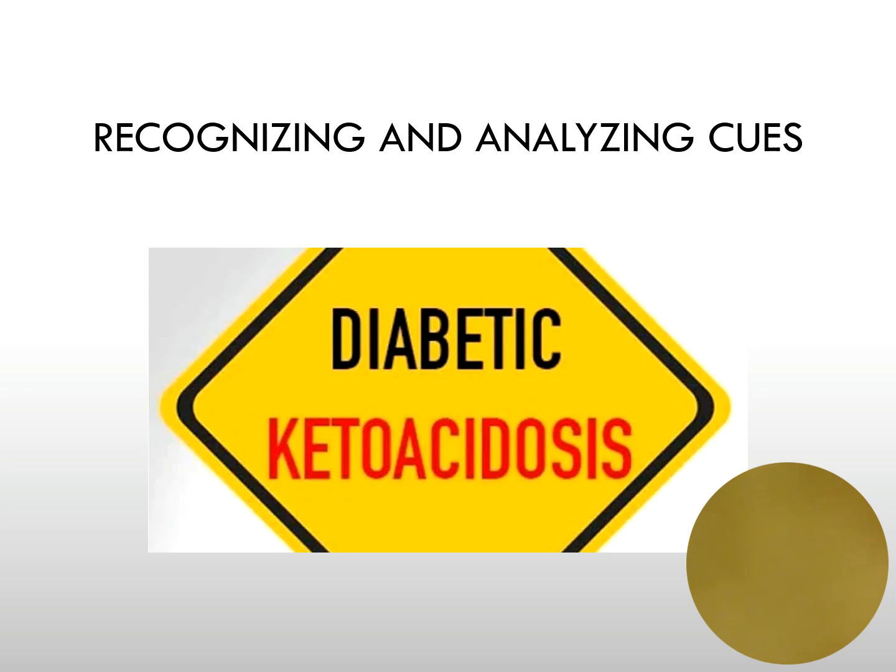With our labs, we're going to see a serum glucose that's over 300. We're going to see serum and urine ketones present, a serum pH that is less than 7.35, a serum bicarbonate level that's less than 15, and BUN and creatinine levels will be elevated due to that dehydration.